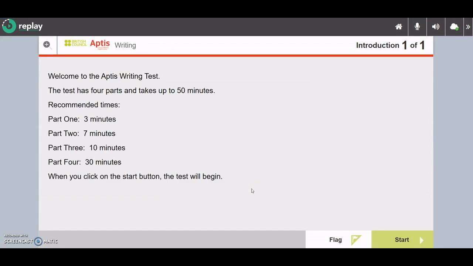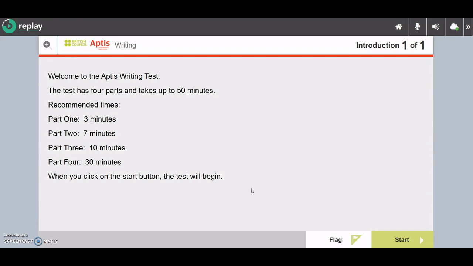Right. Now, the exam is going to take 50 minutes, and they've given you a breakdown of how long you should take to write each section. Now, this is not compulsory. It's not an obligation. You don't have to take 3 minutes just for part one. If you wanted to, you can take 5 minutes. But if you take 5 minutes, that means you're going to have to take less time in another section. Overall, the whole exam is 50 minutes.